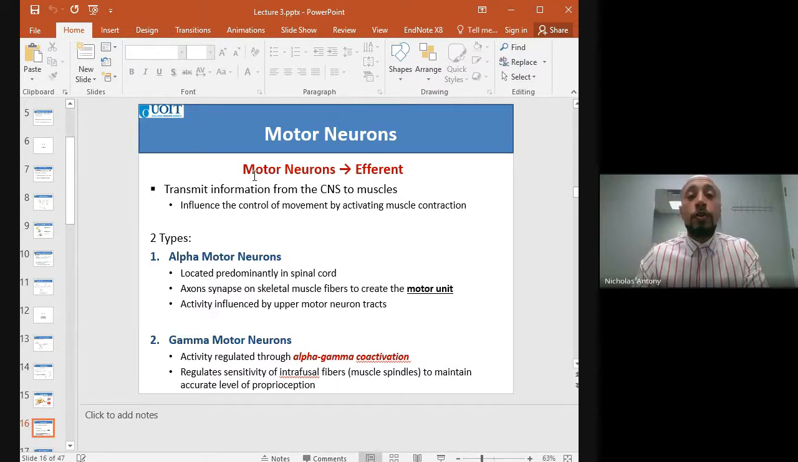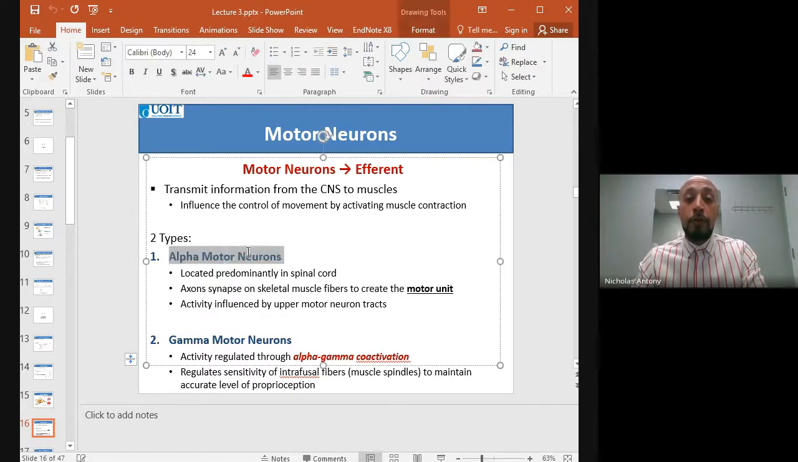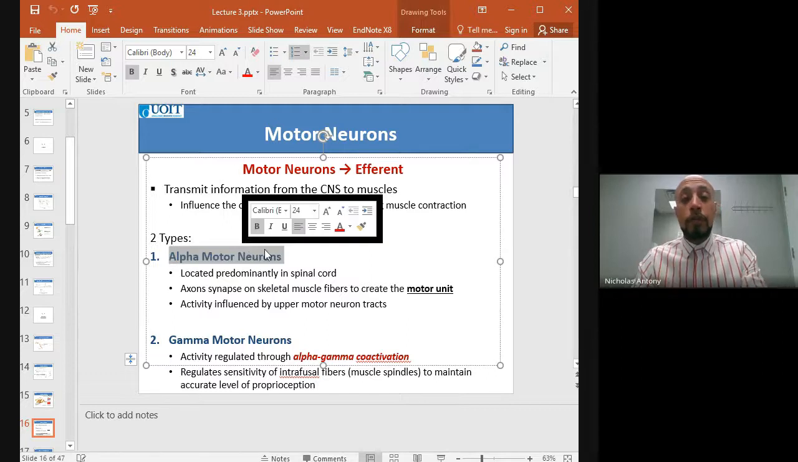Our next neurons are our motor neurons. The motor neurons are efferent neurons. Information is going away from the midline, or going out to the periphery. Our main motor neurons are our alpha motor neurons. These functionally create the motor unit.